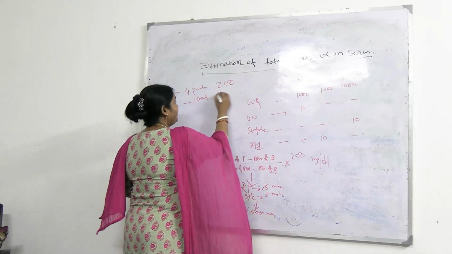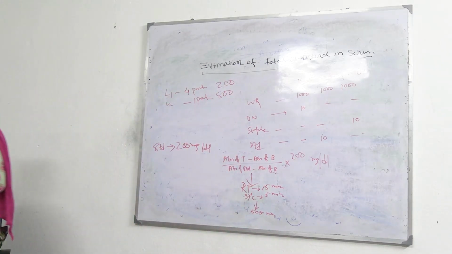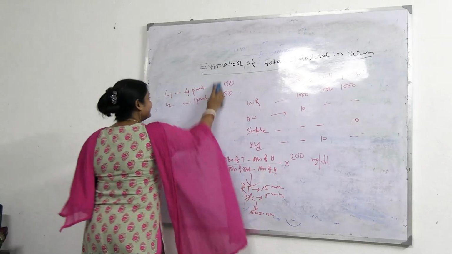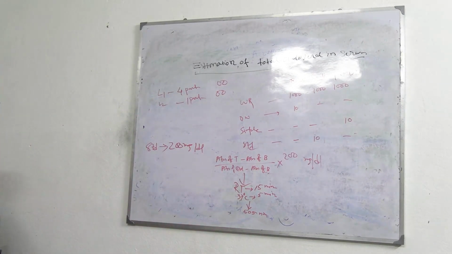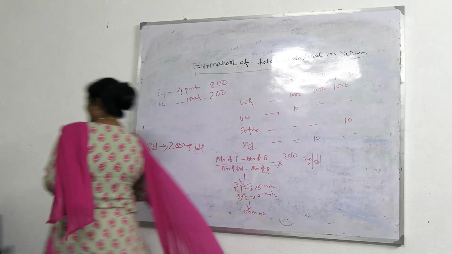This will be 200 and this is 800. If you take it in microliter, it will be 1000 microliter. Four part. Oh, sorry, 800 is to 400. This is 800. This is 200.